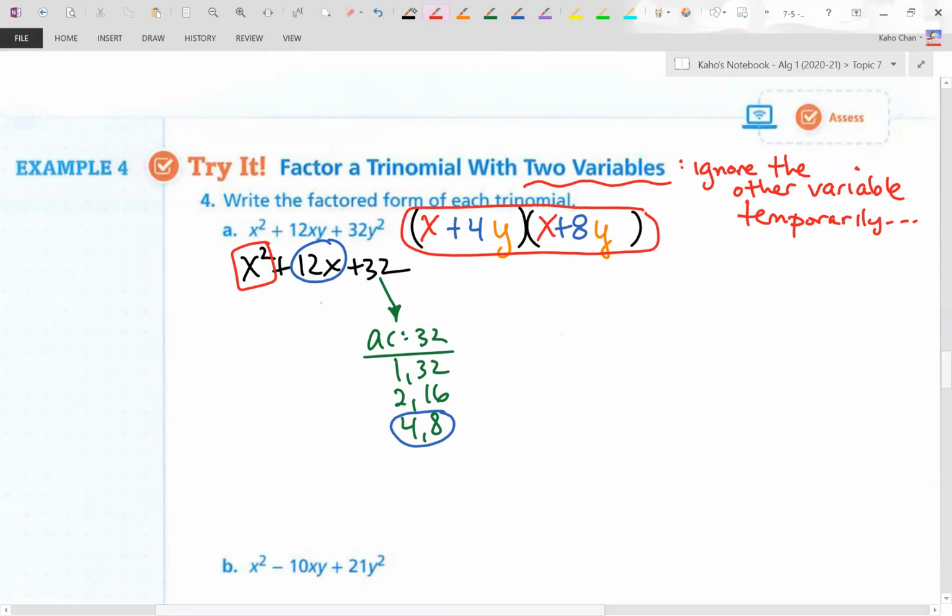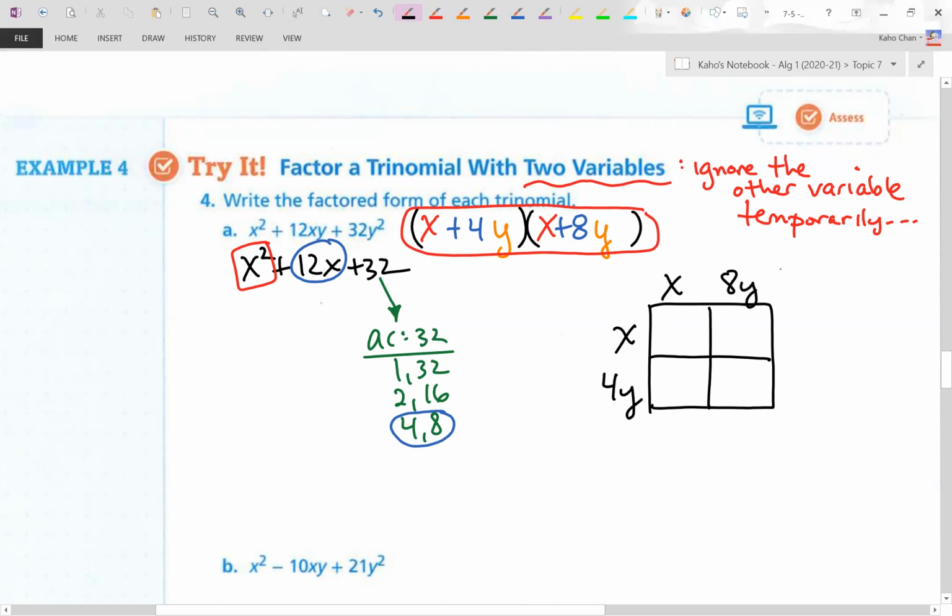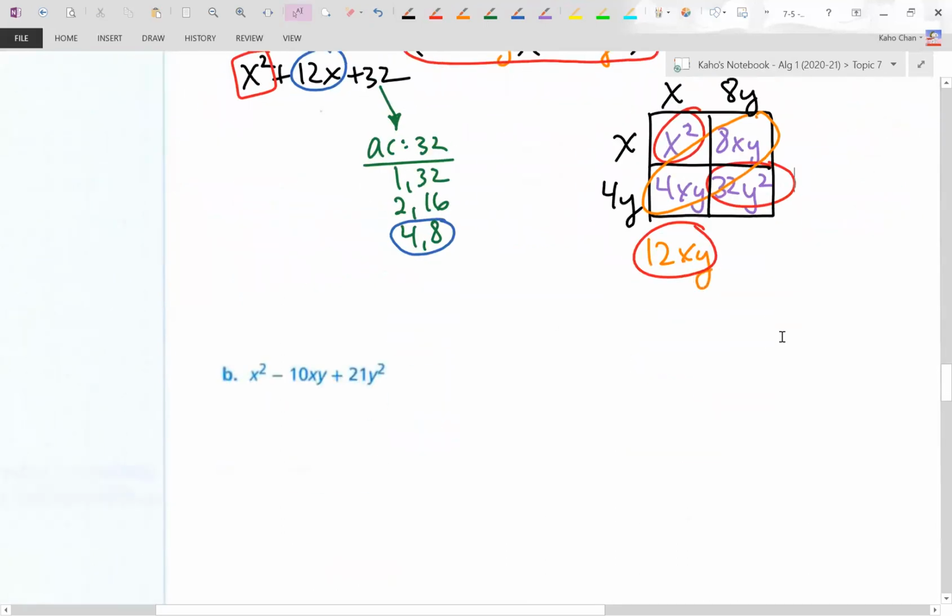And if you don't trust me, you can always check, right? Throw it in a box, I don't care. Check it. x plus 4y, x plus 8y. Multiply all that. Yeah, why not? x squared, 8xy, 4xy, 32xy. Oops, sorry, y squared, I meant to say. And yay, lo and behold, 4 plus 8 is 12xy. There they are: x squared, 12xy, 32y squared, our original problem. Not too big of a deal.